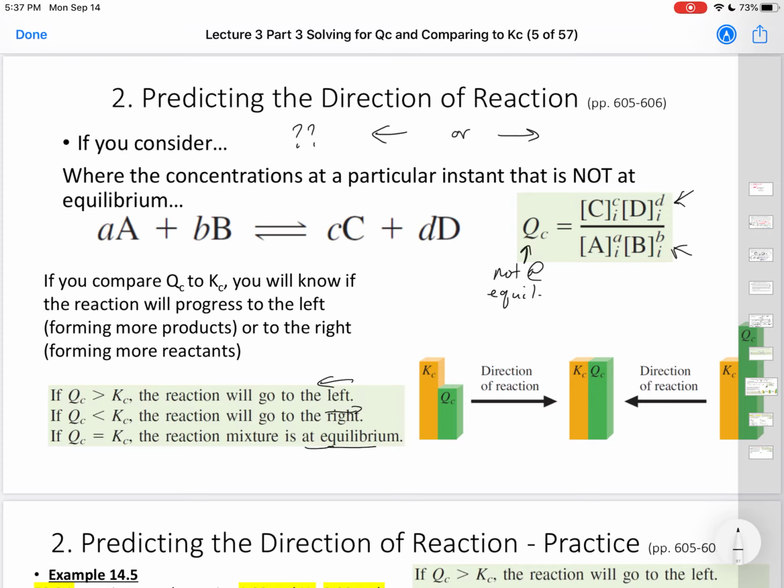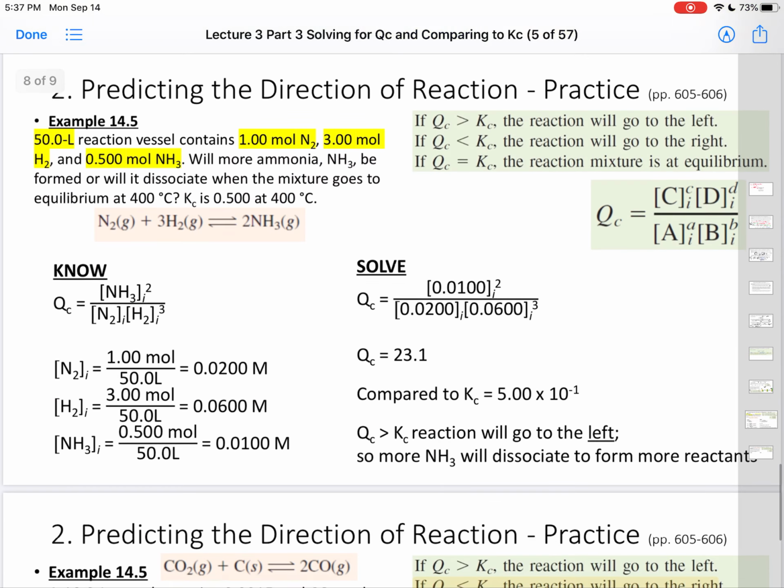Okay, and the book gives you a little bit of a picture here. Sorry, if Qc is less than Kc, then it's going to the right. If Qc is greater than Kc, it's going to go to the left. Again, I would also write this down on my periodic table, this little green box here, because it will help you to remember which way it'll shift, left or right, in predicting it. So if you haven't done so already, again, I would pause the video and write this down.